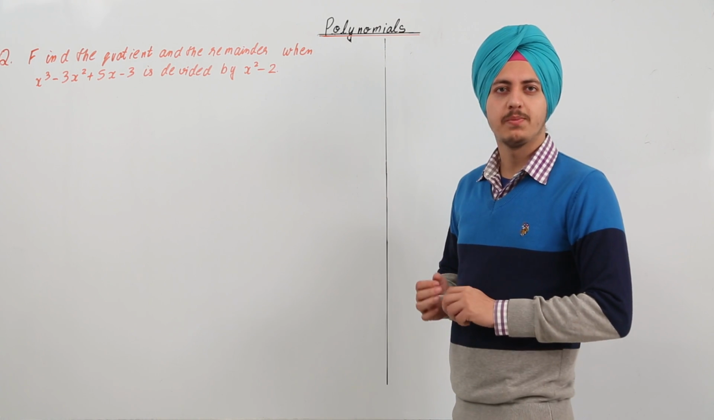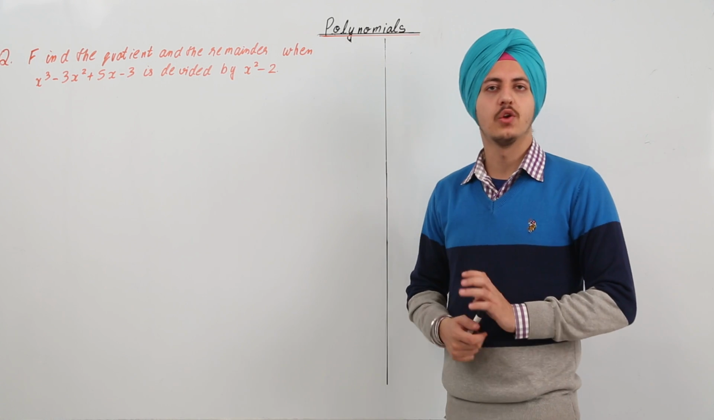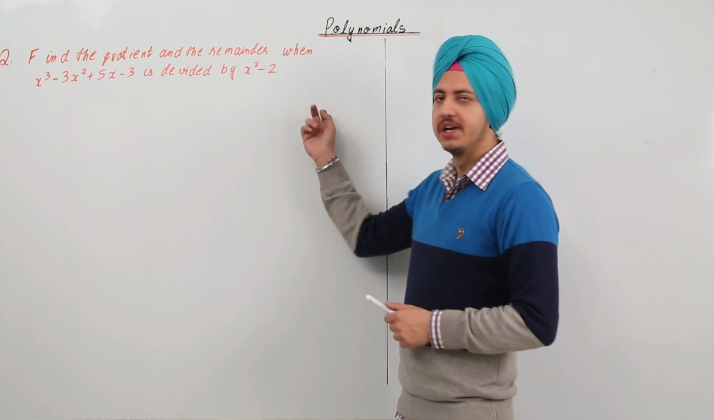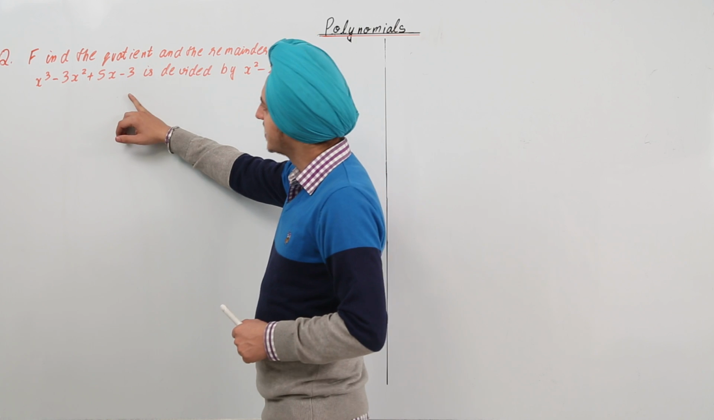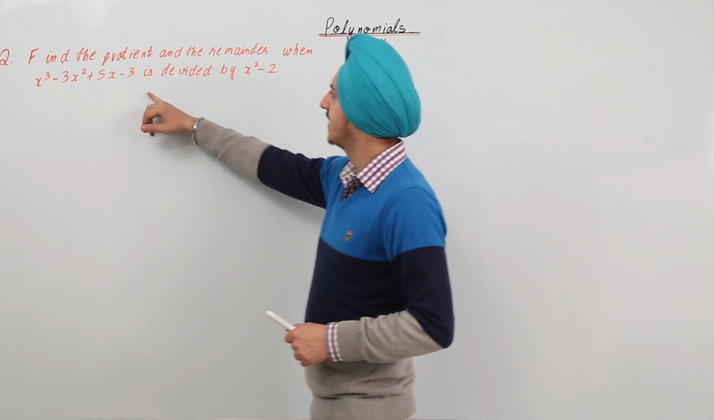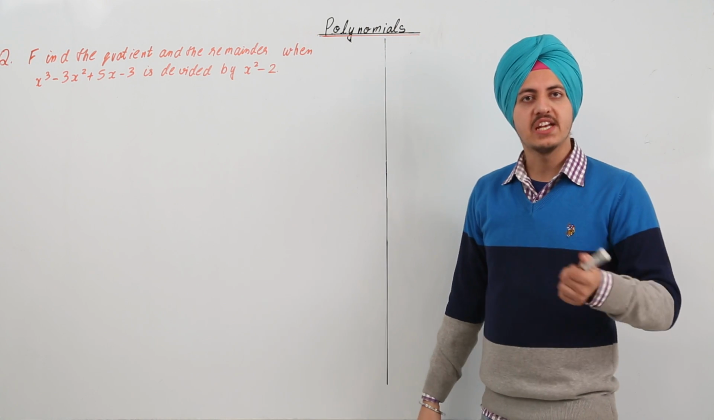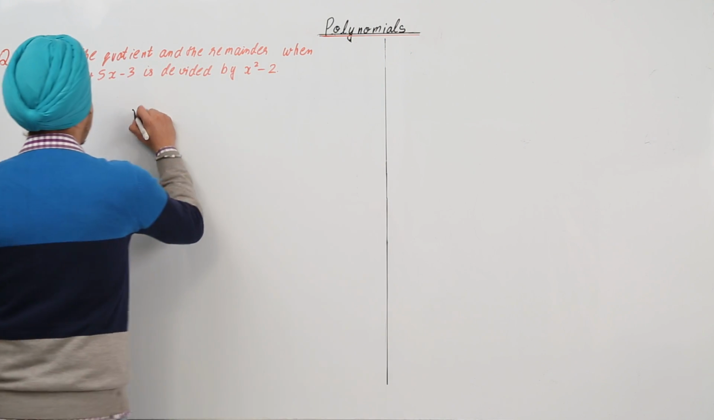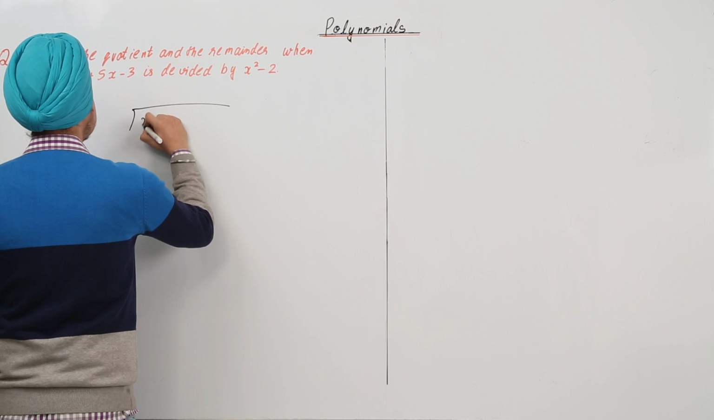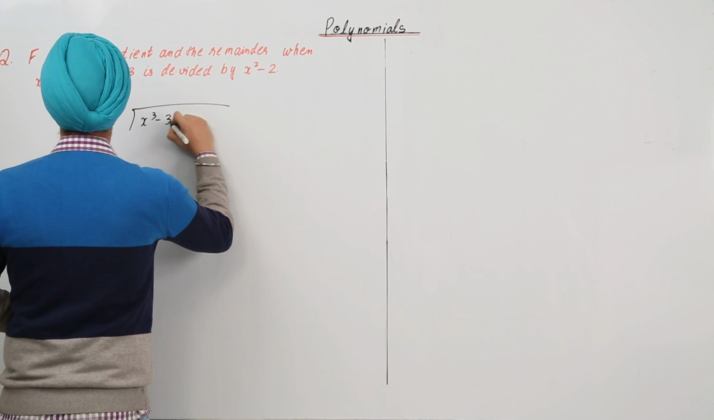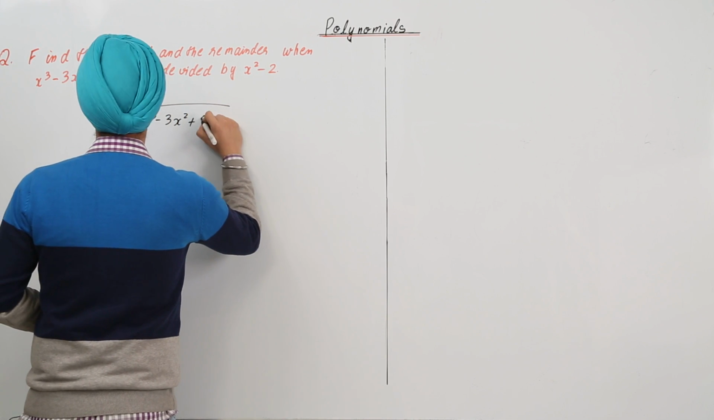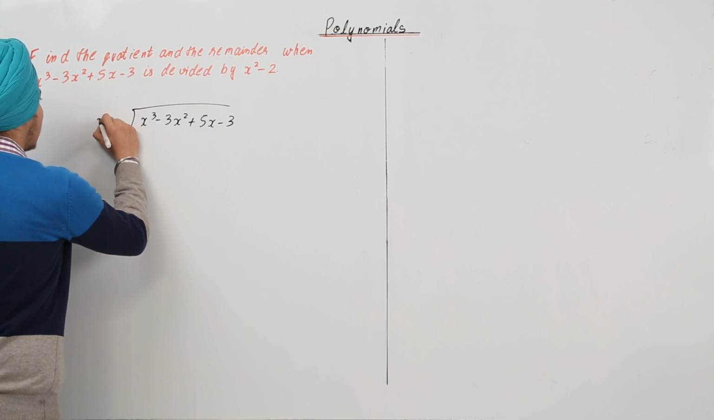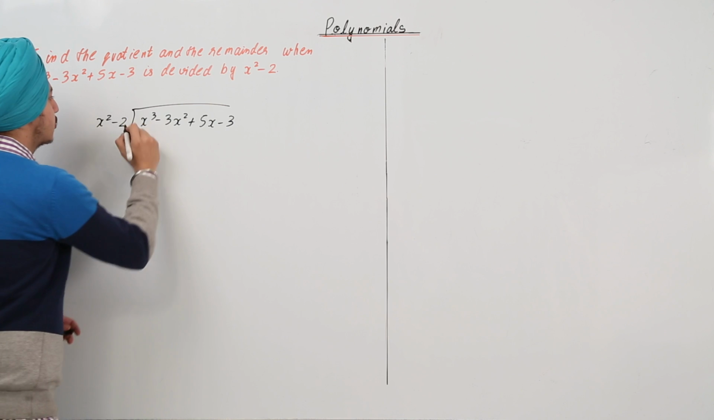Now we're going to practice a question based on the division algorithm for polynomials. It says find the quotient and the remainder when x cube minus 3x square plus 5x minus 3 is divided by x square minus 2. So how do we go about this? We know that the dividend is x cube minus 3x square plus 5x minus 3, right? And the divisor is x square minus 2.